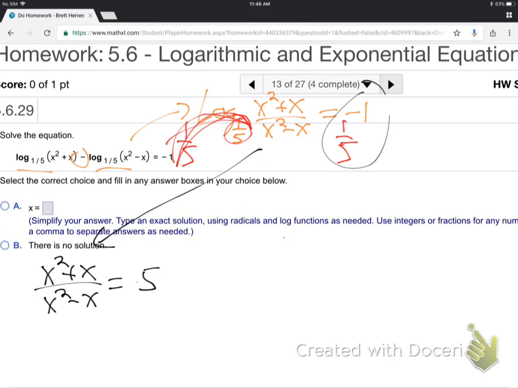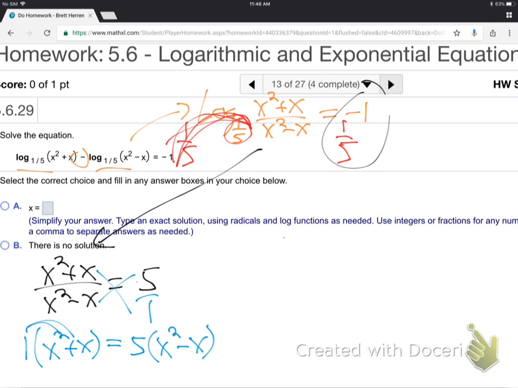Yeah, good, because we're out of the long stuff. Now, when you have fractions, you put this over 1 and go diagonal, diagonal, right? Whenever you have a fraction, diagonal, diagonal, cross multiply. So what do we get then? We get 1 times x squared plus x is 5 times x squared minus x.